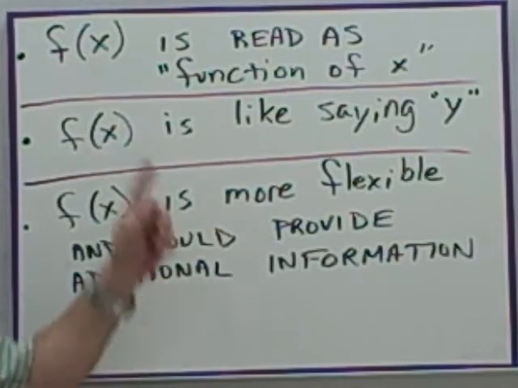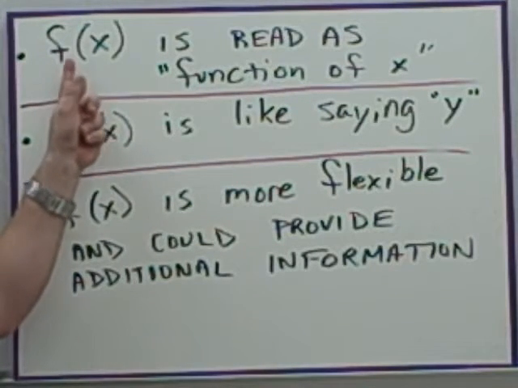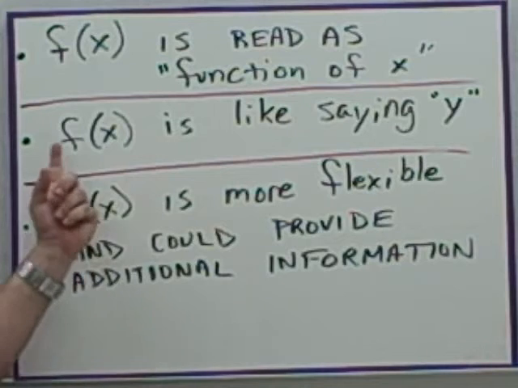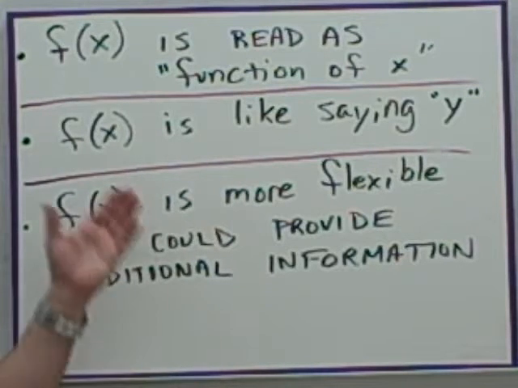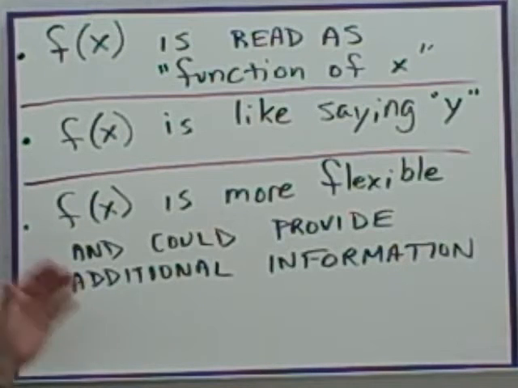F of x is read as function of x, or as I just read here, f of x. F of x is like saying y. Well, we used to say y equals, we're now going to say f of x is equal to it. It's a more flexible naming convention than just plain y.